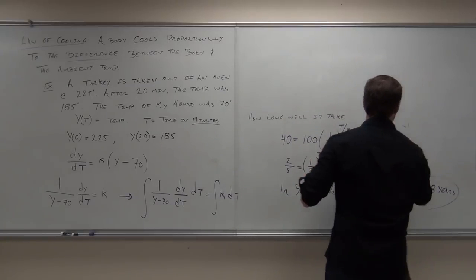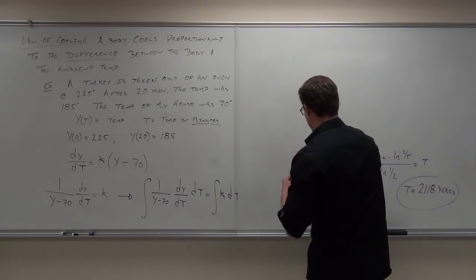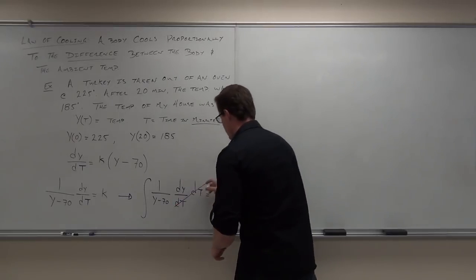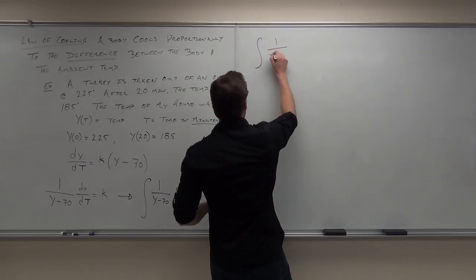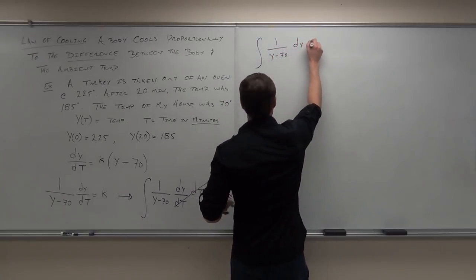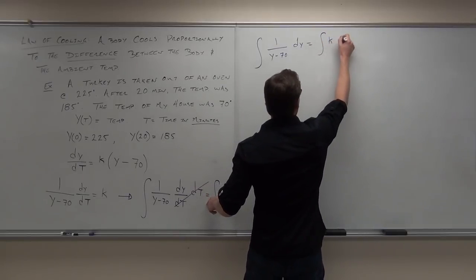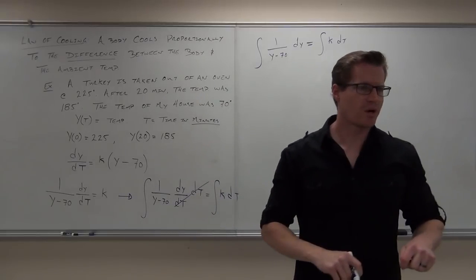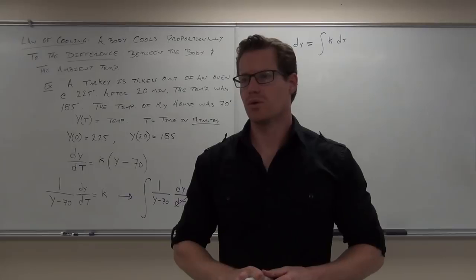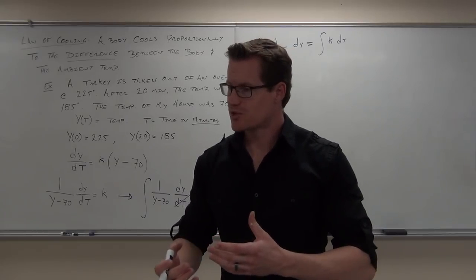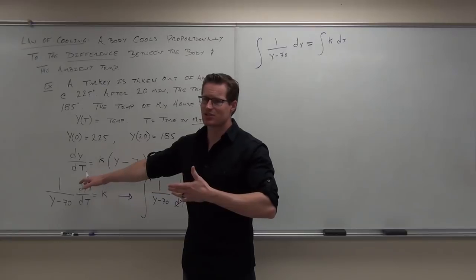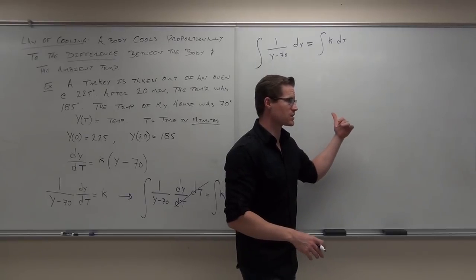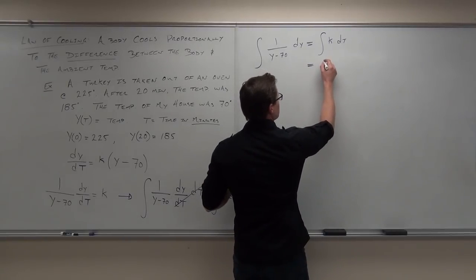Now let's continue. dt cancel. Yeah, that's right, they do. So dt's are gone. Got that? We got an integral of 1 over y minus 70 dy equals integral of k dt. Can you tell me something about this side? Do we do k squared over 2 in this case? No. We're integrating with respect to t, which is why it was so important we had this correct. You got to get the variables correct on this. k is treated like a constant here. k is a constant. So we're going to have kt.